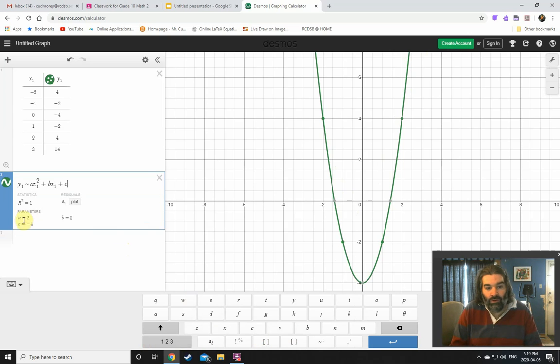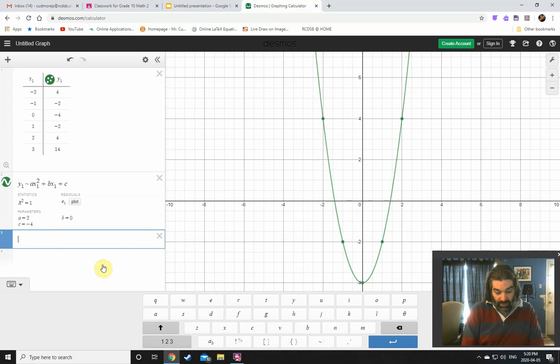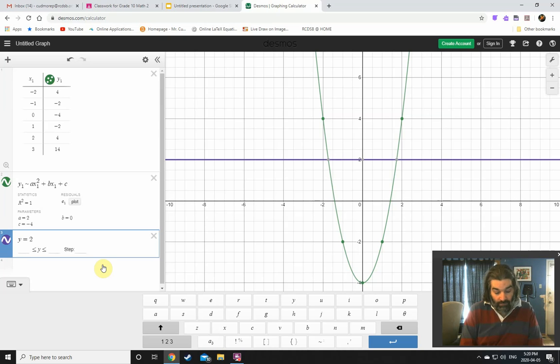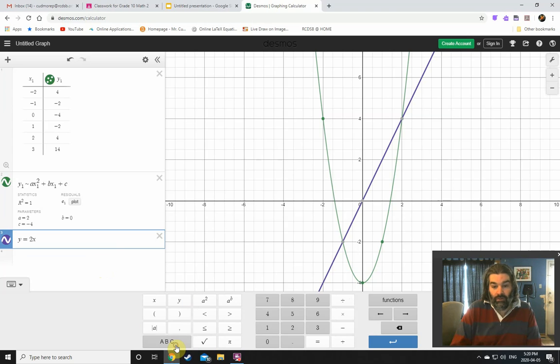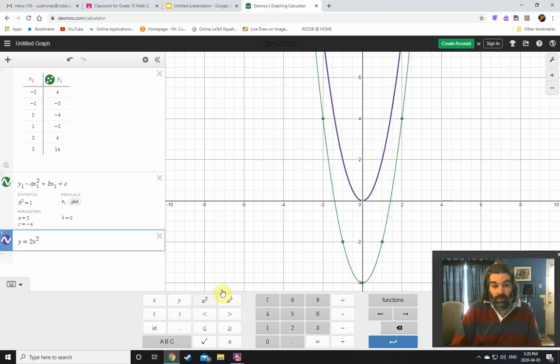It tells you what your a and your c and your b are. So we know our b is 0, so that term's going to vanish. So we know our equation is y equals 2x squared minus 4, because there's a -4.